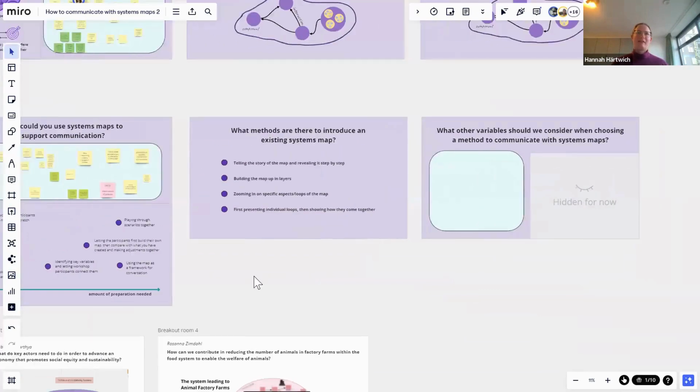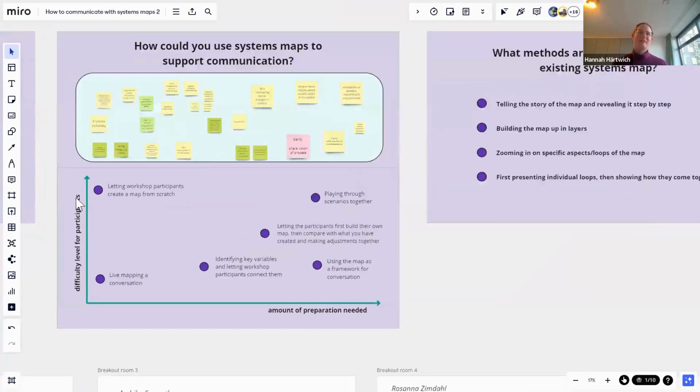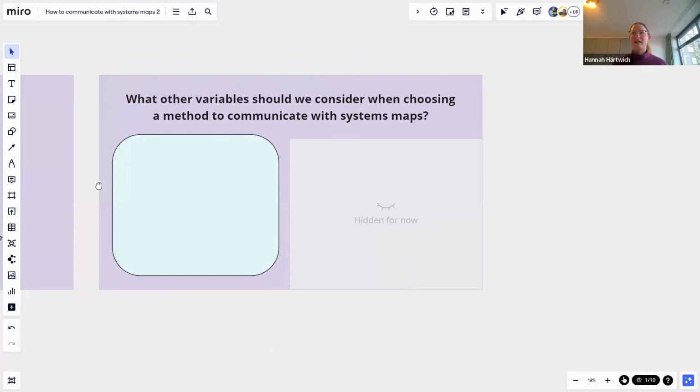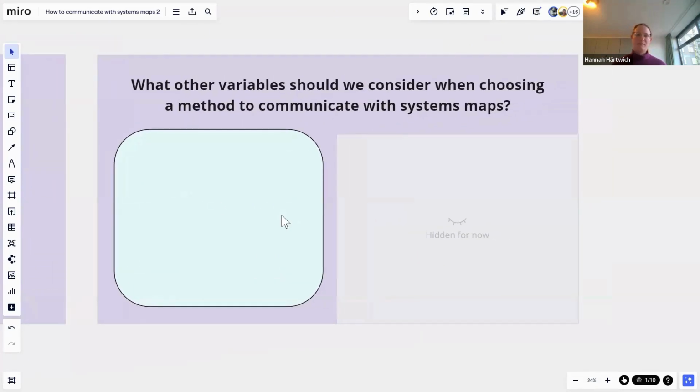And yeah, we have had a look here at what we want to think about when we prepare such a session. How difficult will this be for the participants? How much do we need to prepare for it? But can you think of any other variables that we might take into account when we are preparing a session like that and deciding what kind of method we want to use? What else will be important in that decision making?